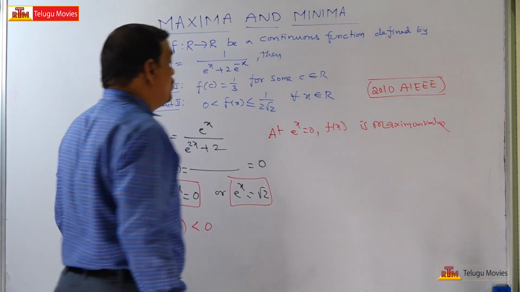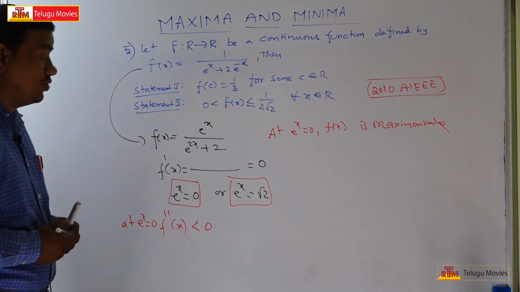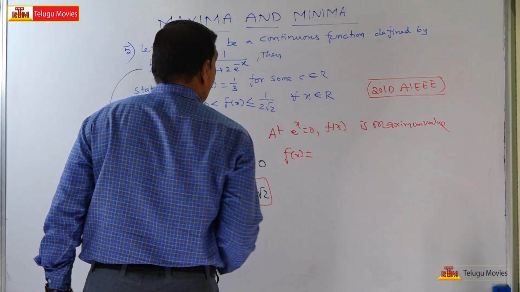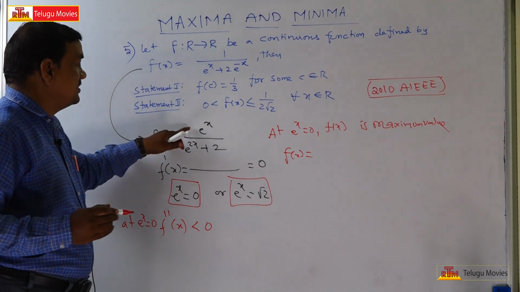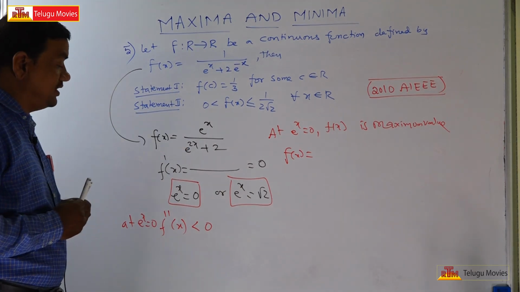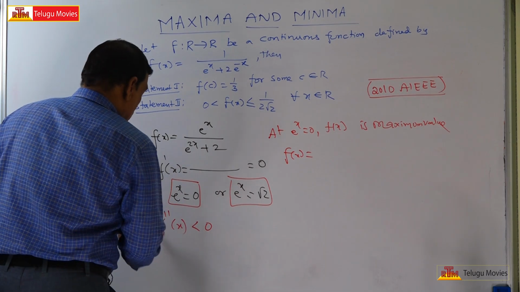Now how to find out the maximum value? Wherever e power x is there, substitute. So here, at e power x is equal to root 2. Sorry, I am sorry. So the e power x is equal to root 2.